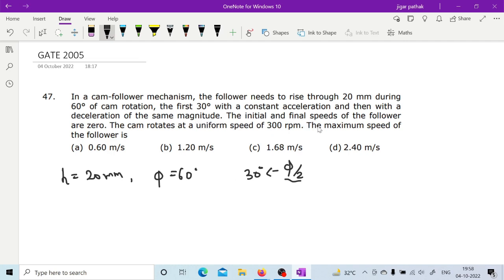Now the initial and final speeds of the follower are 0. The cam rotates at a uniform speed of 300 rpm, right? So from which you can get omega, right? Omega is 2 pi N, right?